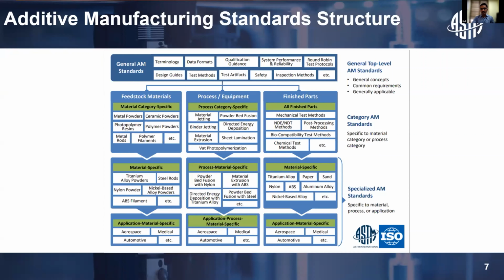So these standards are developed based on the requirements from the industry. So even though you can see a lot of materials here, ABS, aluminum, nickel-based alloys, nylon, paper, sand, it doesn't mean that there are standards out there for all those things. So these are all standards which you can expect in the future. But this is how the standard roadmap looks like for ISO and ASTM in the coming future.